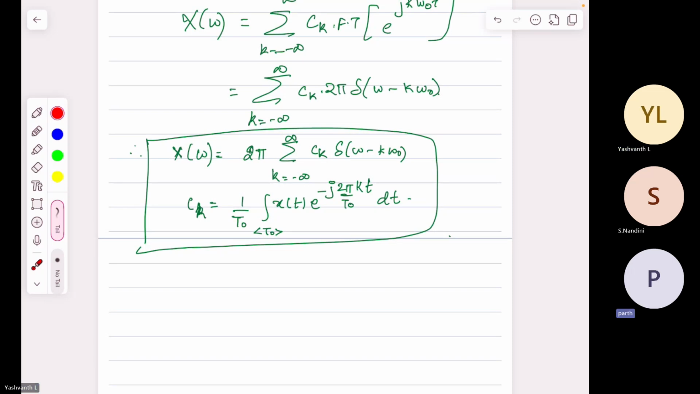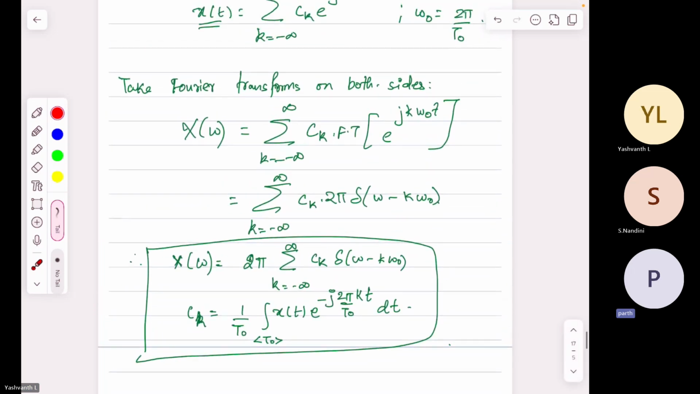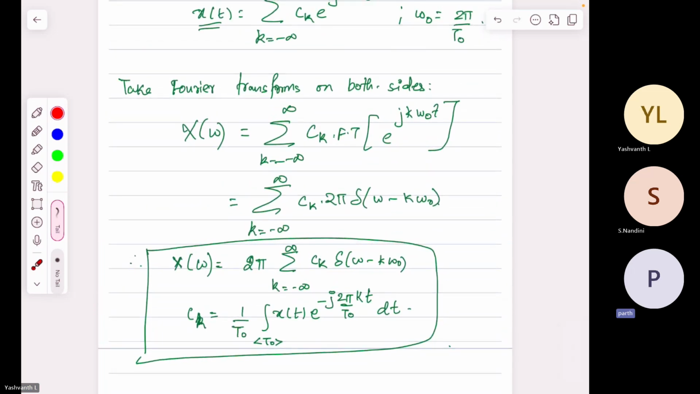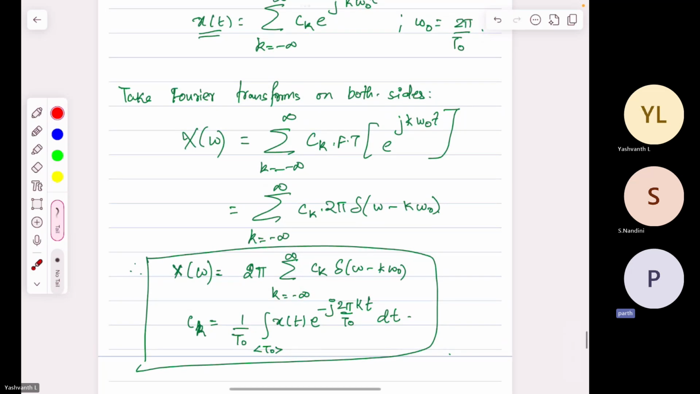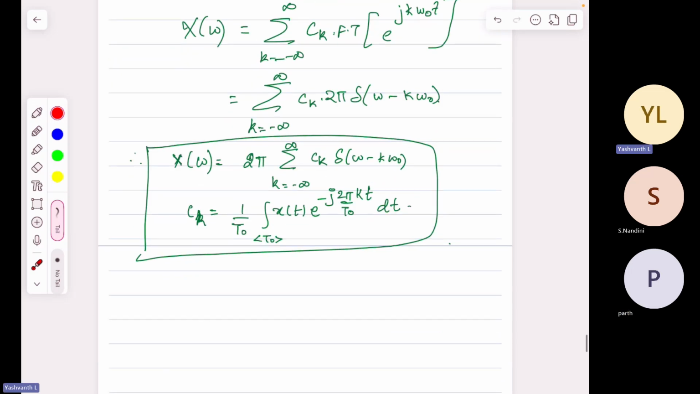In fact, we can say that the Fourier transform of a periodic signal is nothing but a series of impulses. Very good, you are correct. The Fourier transform is basically a train of impulses. Only thing is the scalar ck will be different. Depending on what the signal is, the different impulses will have different amplitudes. You asked a very good question.